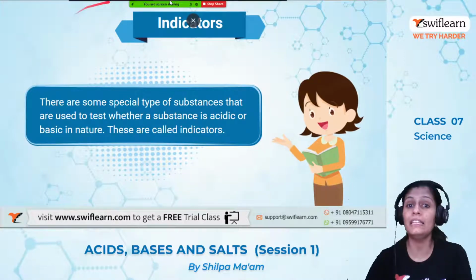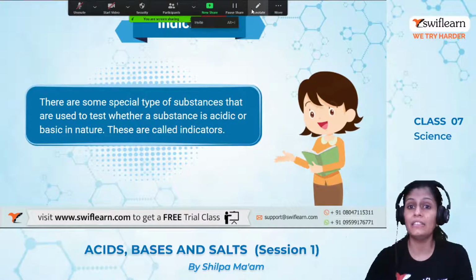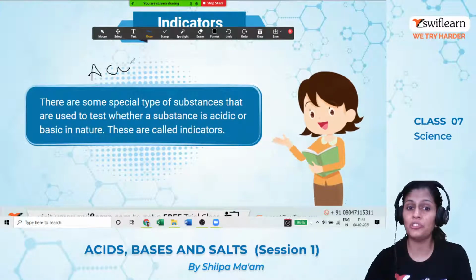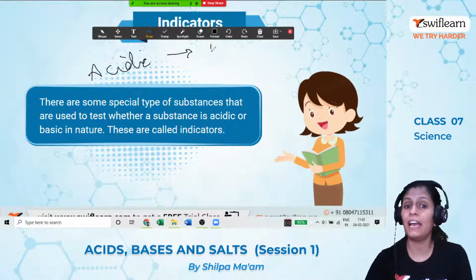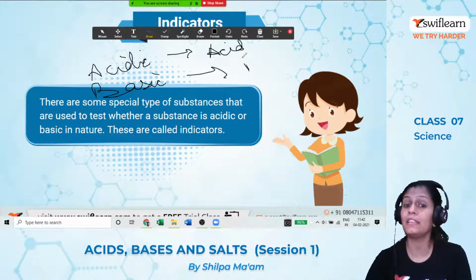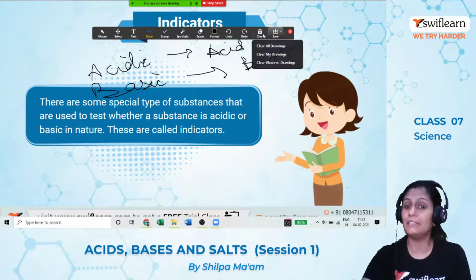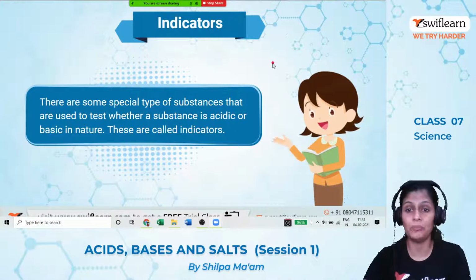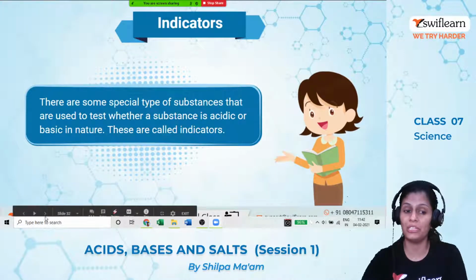That means any substance which has an acidic nature, what is there in it? It has acid in it. Acid is present in it. And if a substance is basic in nature, then what is present in it? Base is present in it. So these are basically the substances that are used to check whether a given substance is acid or base without tasting or touching them.